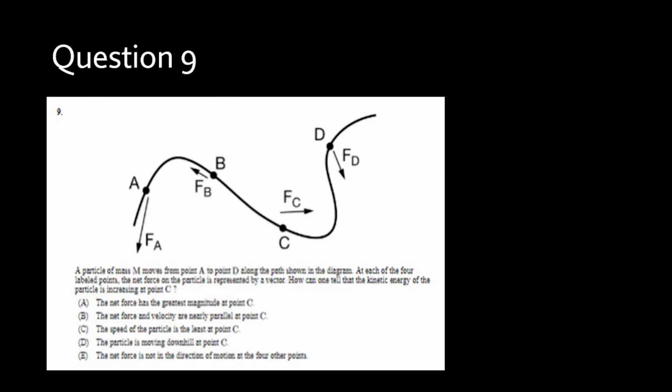A particle of mass m moves from the point A to point B along the path shown in the diagram. At each of the four labeled points, the net force on the particle is represented by a vector. How can one tell that the kinetic energy of the particle is increasing at point C?